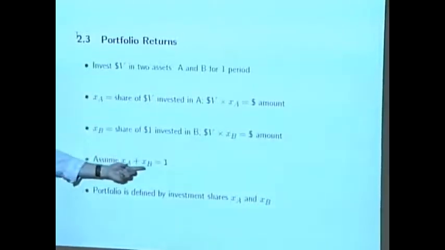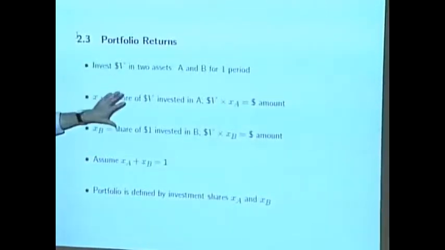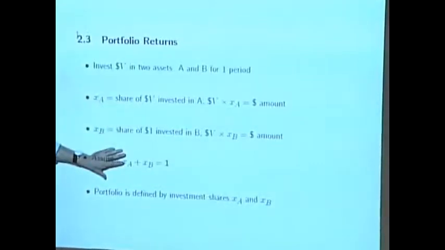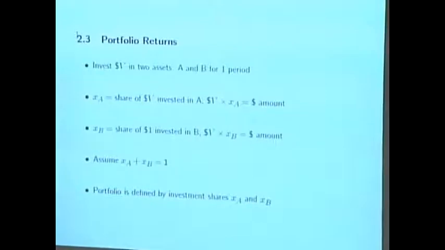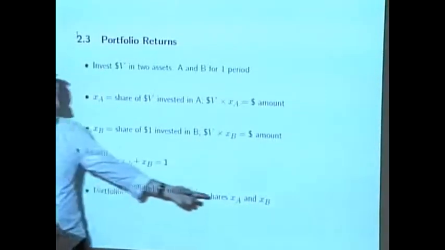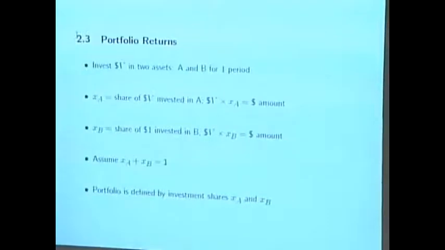And when we study portfolios, we generally assume that we exhaust all of our wealth amongst the assets that we have. So if we have $1,000 and we have two assets to invest in, we assume that we put all of our money in one of these two assets. Okay. So then our portfolio is completely determined by the portfolio shares. Different portfolios are just different values of XA and XB.